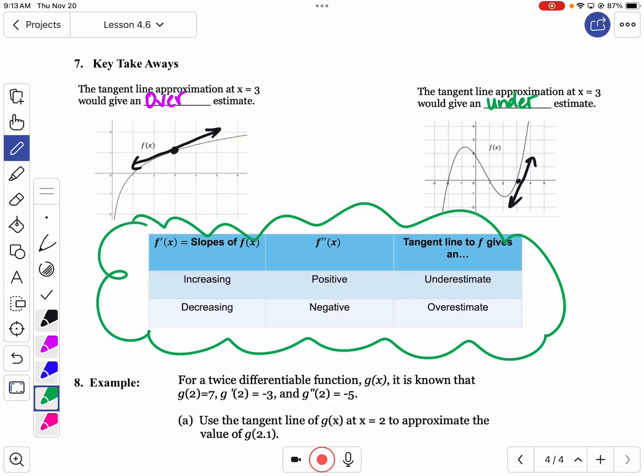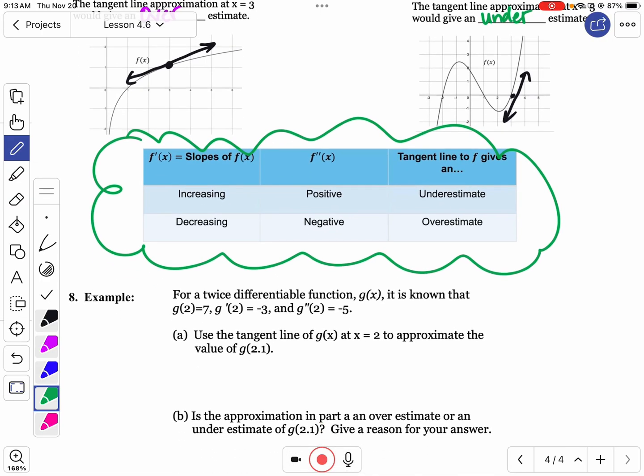So our slopes are increasing. If f prime is positive, that means my tangent line is an underestimate. That's because it is concave up, and so forth. So it's just an organizational table of everything we just said. All right, here we go.